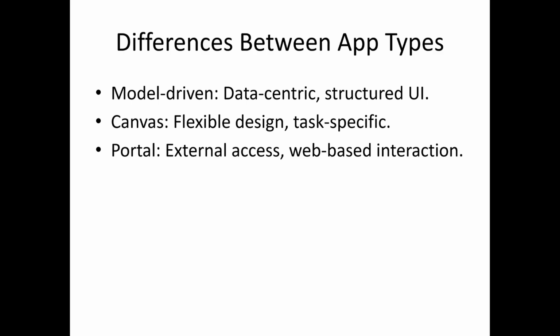So what are the differences between these apps? A model-driven app is more data-centric and it has a structured UI. A Canvas app is more flexible to design and it is used for a specific task. A portal app is basically designed for external users and it's a web-based interaction.